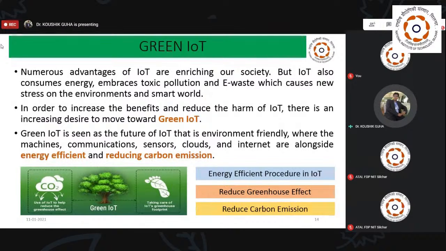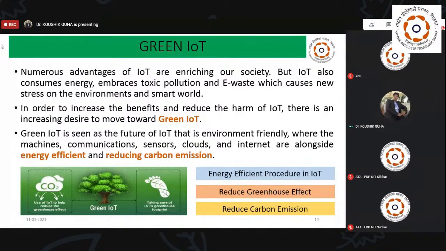So you have to design in such a way that the energy consumption and the power consumption will be very, very low. So this is one of the major challenges. In order to increase the benefits and reduce the harm of the IoT, there is an increasing desire to move toward the green IoT. So what is the green IoT?